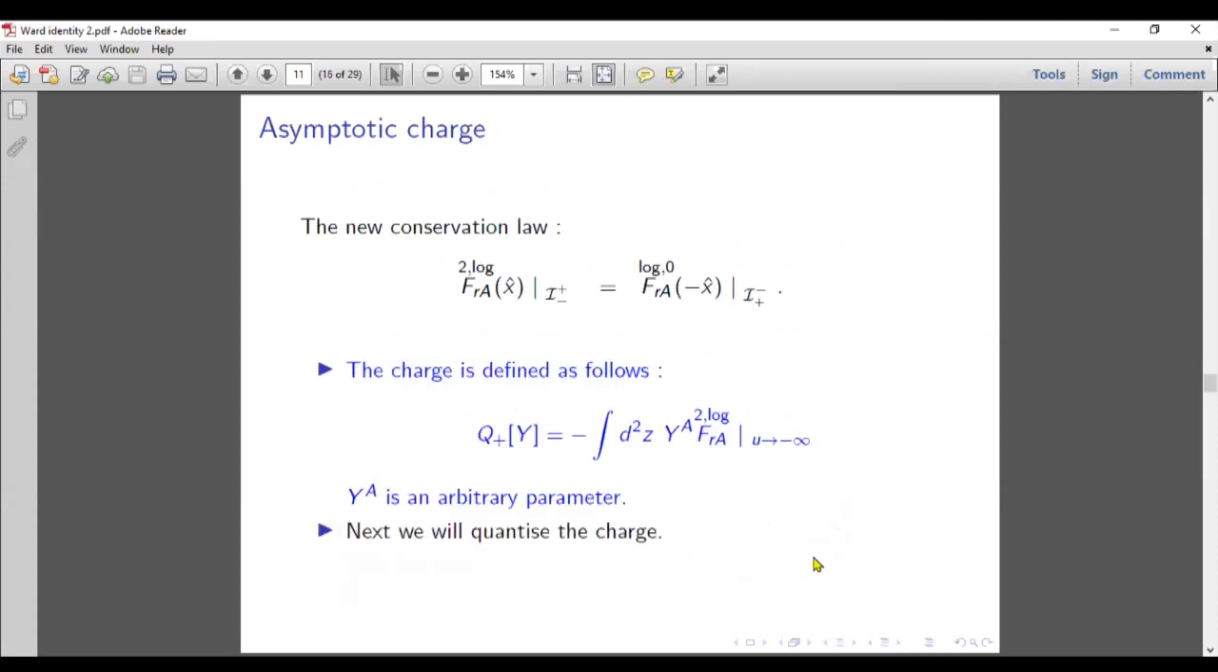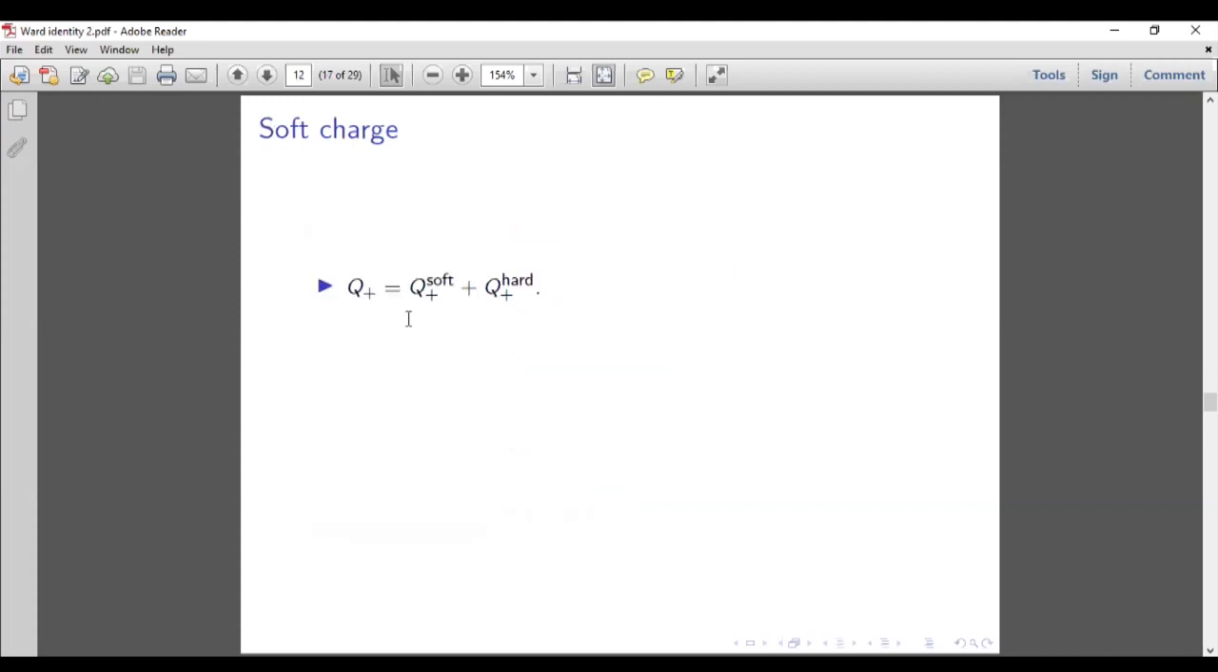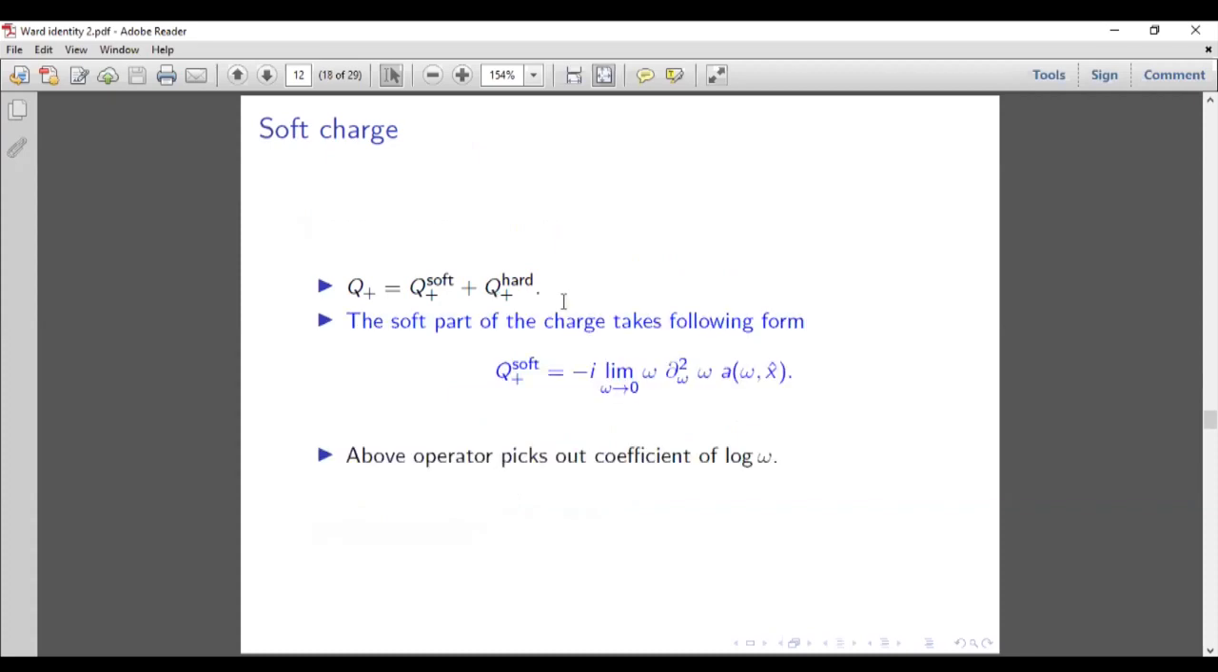Okay. Now we can construct the charge from this conservation law. So this is the charge, and y is a free parameter. Now what we'll do is quantize these charges. So let me just state the result. This charge is made up of two parts, a soft part and a hard part. The expression for the soft part is of the following form, where A is the annihilation operator for the photon.